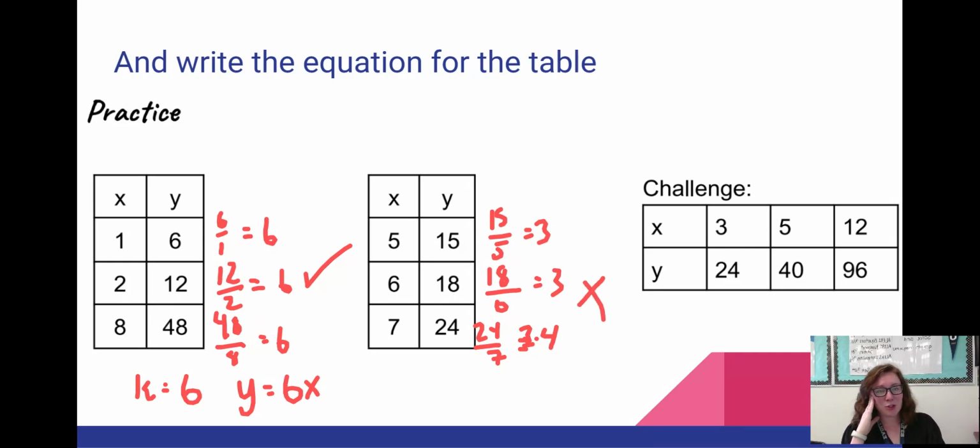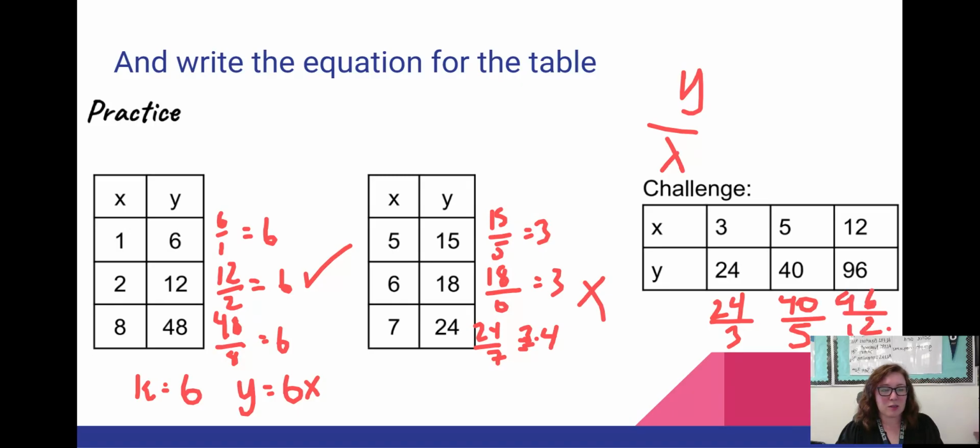Now, sometimes the tables are going to be on their side like this, and this feels challenging. The reason it feels challenging is because we want to do x divided by y. But that is not correct. We still have to do y divided by x, even though it feels like we should be doing it the other way. So here we have to do y first divided by x. And we would check each of these to see if it was the same number.